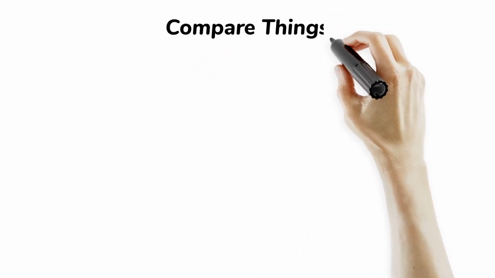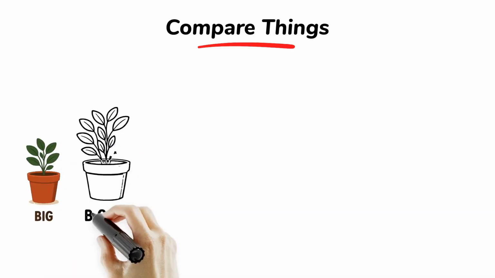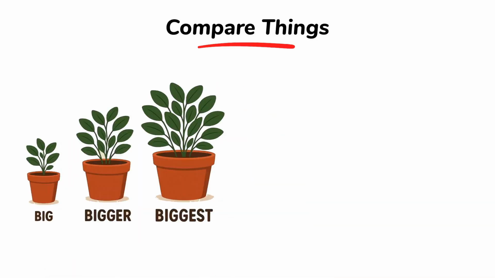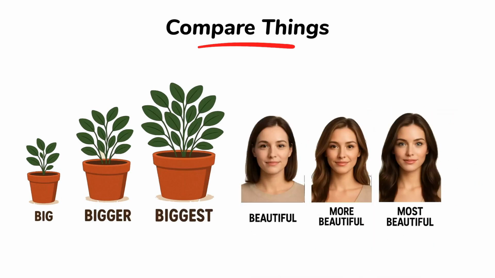Adjectives can also help us compare things. For example, you can say big, bigger, and biggest to show size, or beautiful, more beautiful, and most beautiful to show how something looks. These words help us talk about differences between people or things.